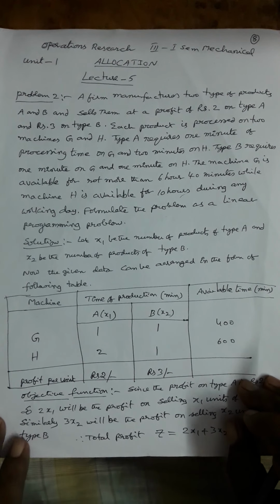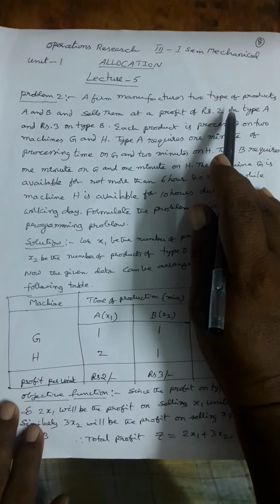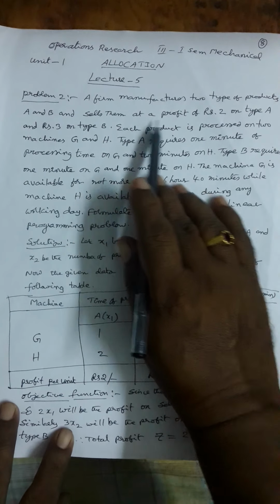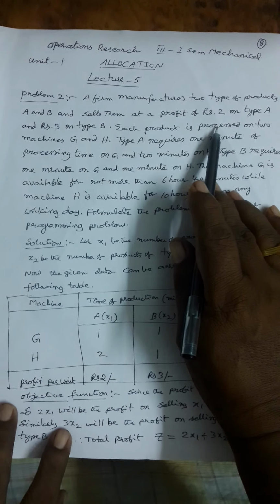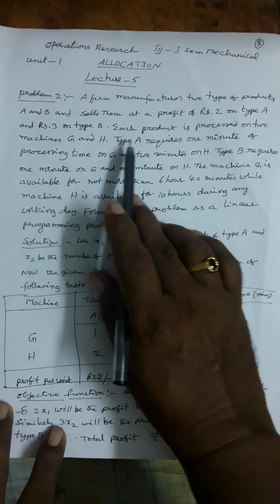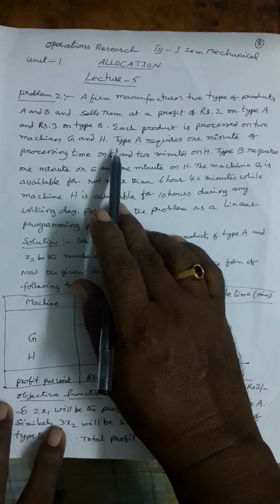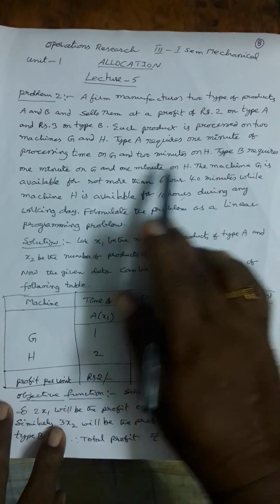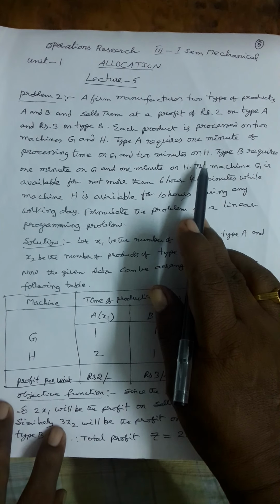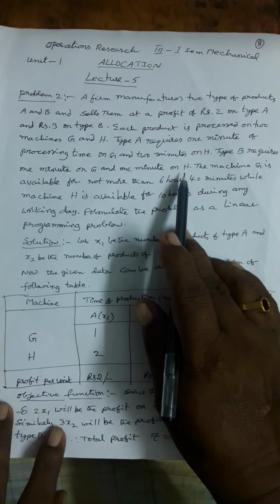Problem 2. A firm manufactures two types of products A and B and sells them at a profit of rupees 2 on type A and rupees 3 on type B. Each product is processed on only two machines G and H. Type A requires 1 minute of processing time on G and 2 minutes on H. Type B requires 1 minute on G and 1 minute on H.